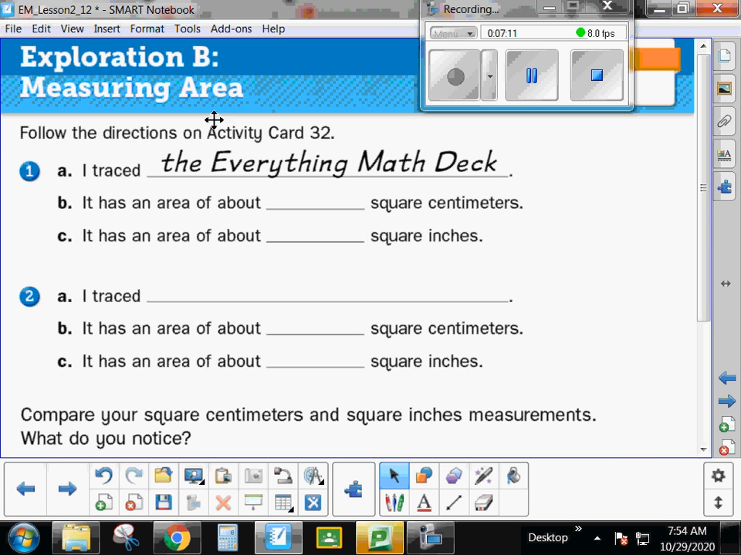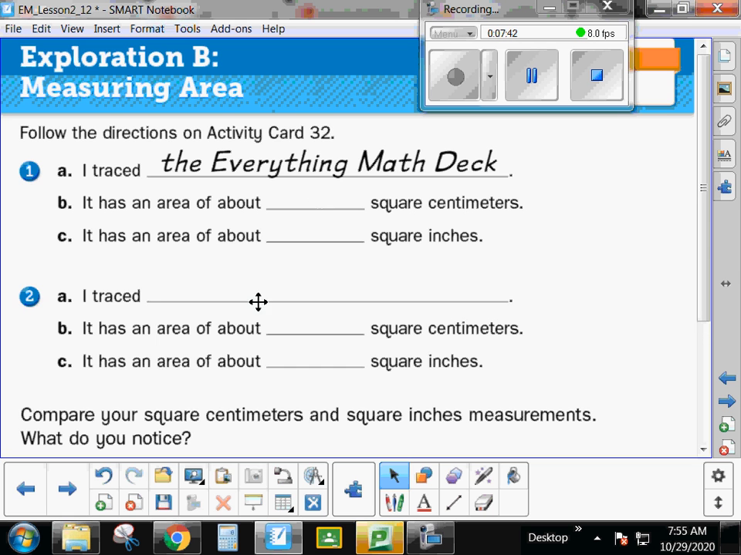Following these directions, the one thing it says to use is an Everyday Math deck. That's our deck of cards that we have in class. If you have a deck of cards at home, that would be great. Lay that deck of cards down on top of your centimeter grid paper. And then you're going to tell me how many squares it took, and you can even trace the outline of it. How many squares did it take to cover that box of cards?